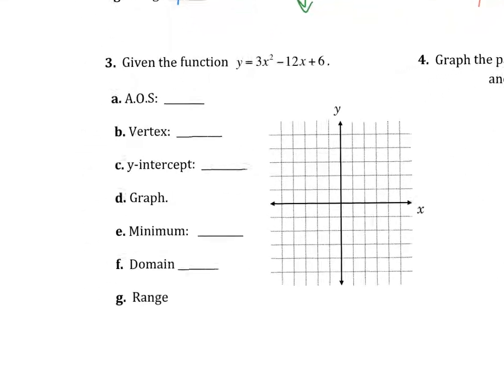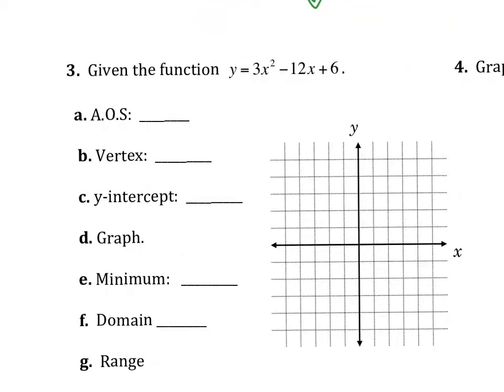All right, number 3. What is your axis of symmetry? Negative b over 2a. What's a negative b right now? 12. Positive 12, because it's a negative 12. We want the opposite of that. So positive 12 over 2 times your a value, which is 3. So you get 12 over 6, which is 2. So your axis of symmetry is x equals 2. Okay? Graph that.